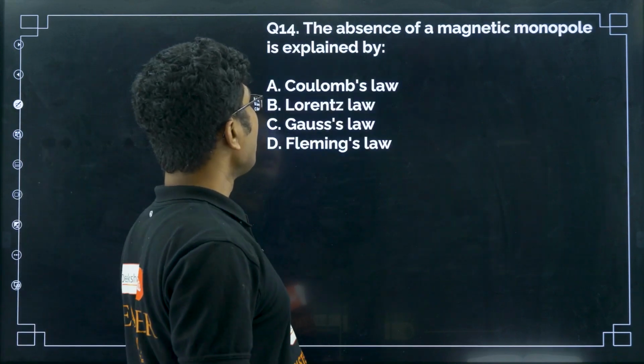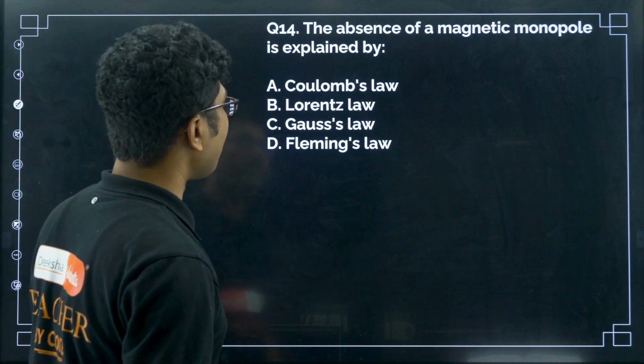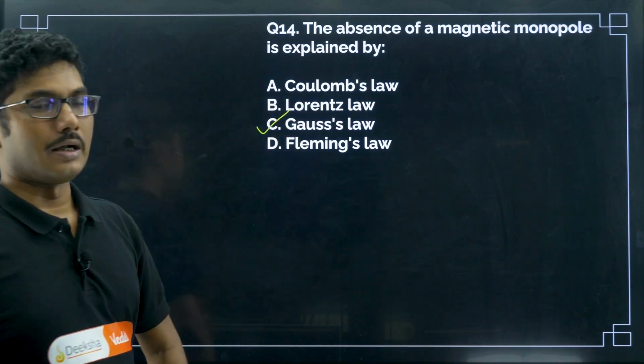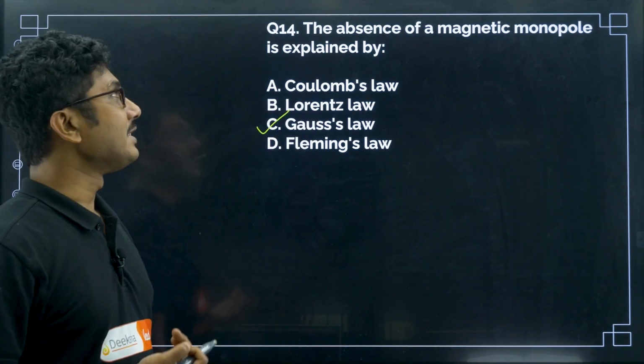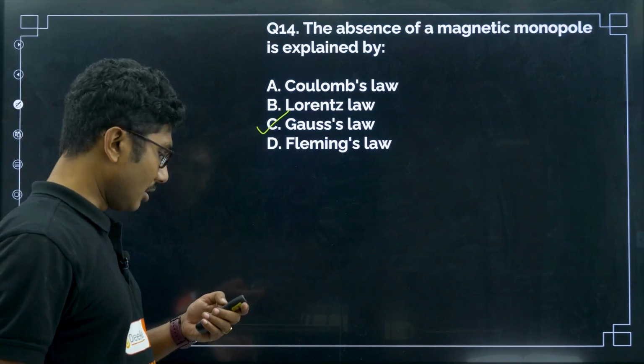Now let's move on. Question number 14. The absence of magnetic monopole is explained by Gauss's law. I told you multiple times while teaching this concept, the absence of magnetic monopole is explained by Gauss's law.